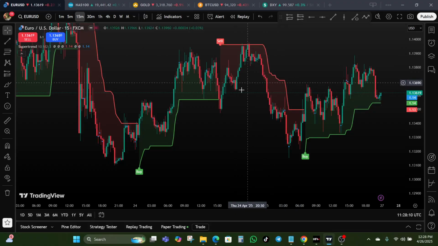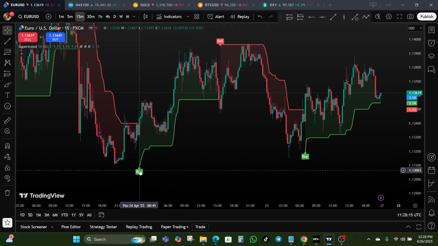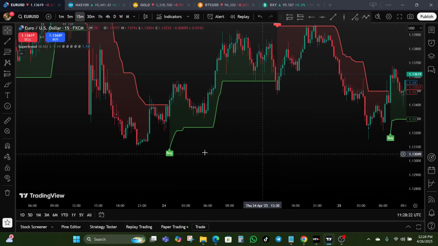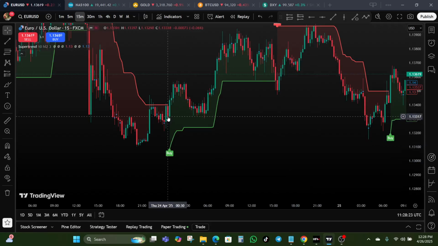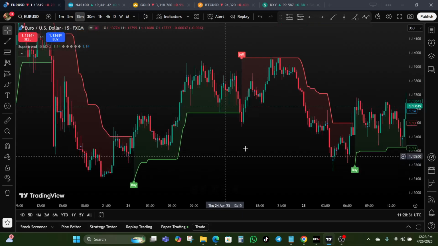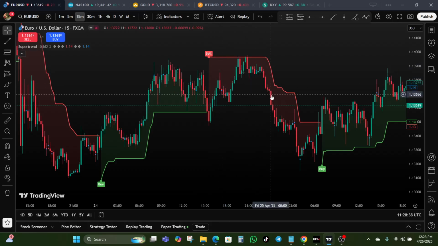In addition to that, this version of the indicator gives you buy signals and sell signals. So you want to enter a buy trade when the buy signal appears while price is above the line already. You can get your confirmation with candlestick patterns. Okay, and likewise, when you have a sell signal, you look for confirmations with bearish candlestick patterns.